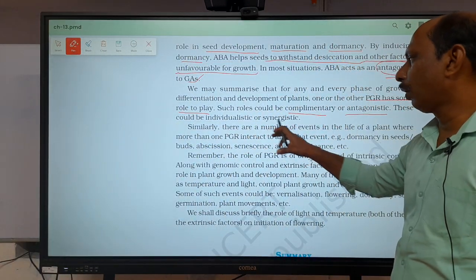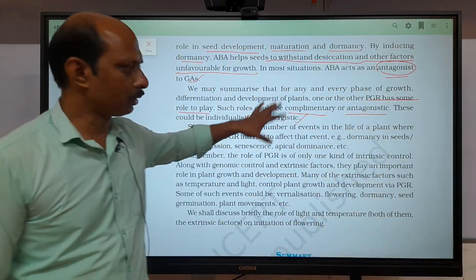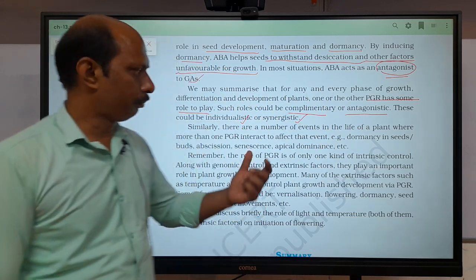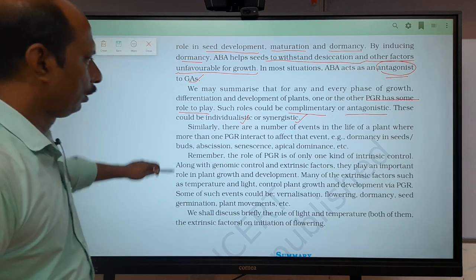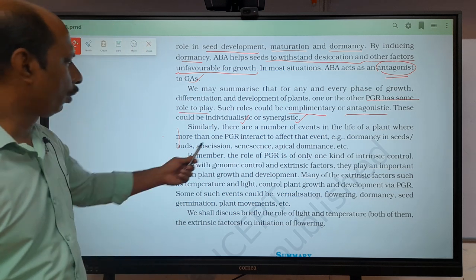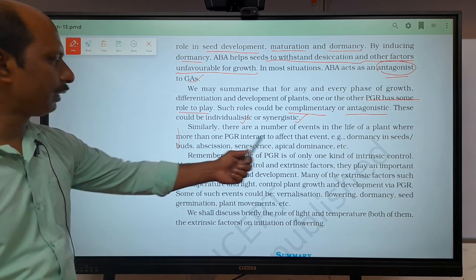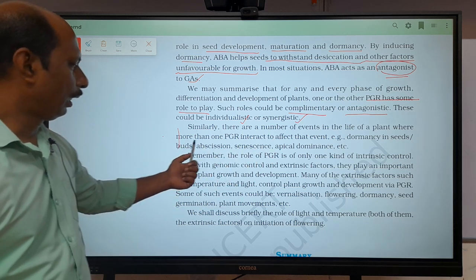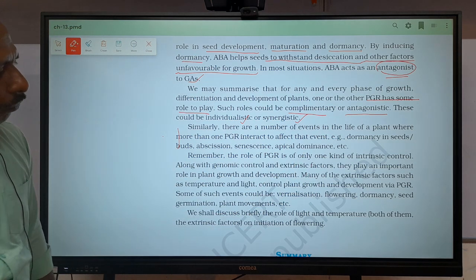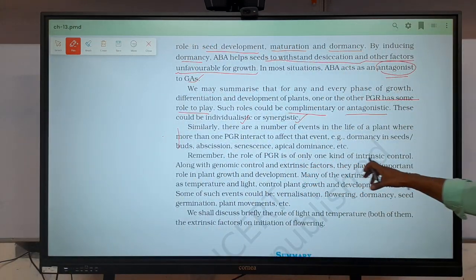These could be individualistic or synergistic. Individualistic means they act individually, or with another hormone, whose effect is going on. Similarly, there are a number of events in the life of the plant where more than one PGR interacts to affect that event, as for example dormancy in seeds or buds, abscission, senescence or apical dominance, etc. Remember, the role of PGR is only one kind of intrinsic control.